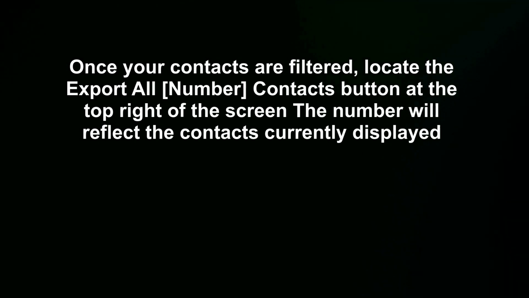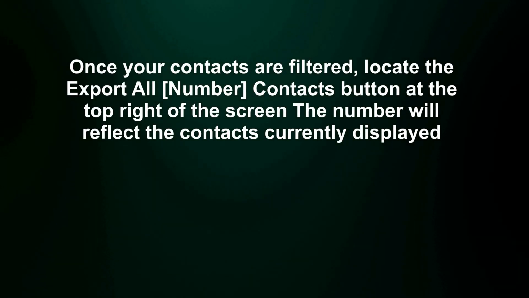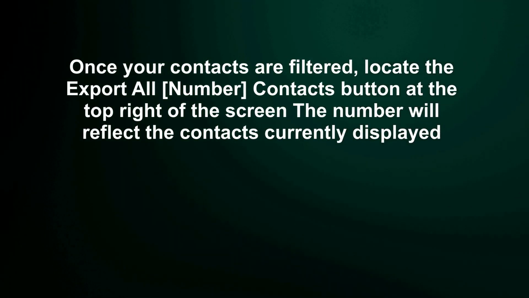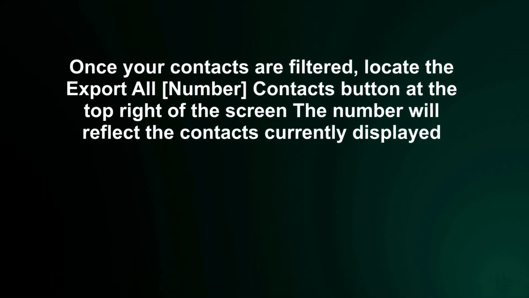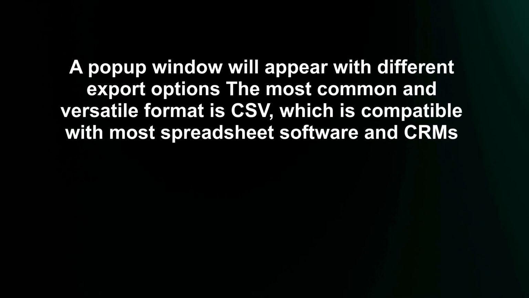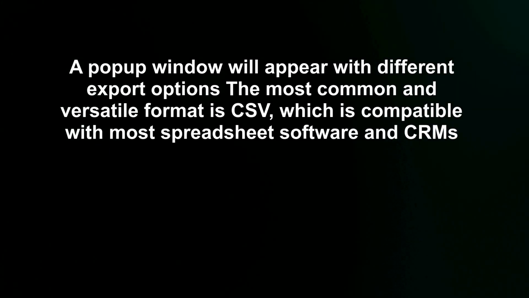Once your contacts are filtered, locate the Export All Number Contacts button at the top right of the screen. The number will reflect the contacts currently displayed. A pop-up window will appear with different export options.